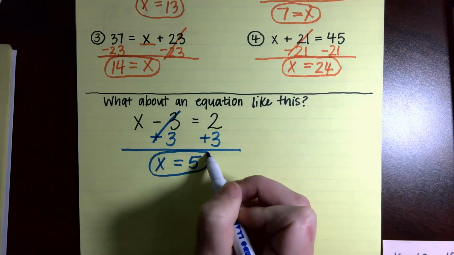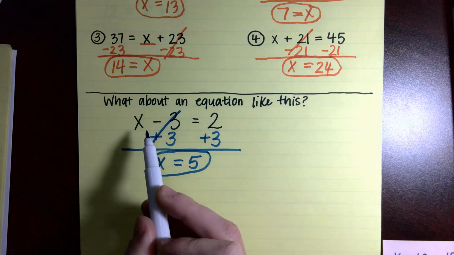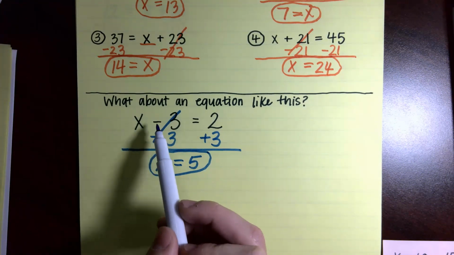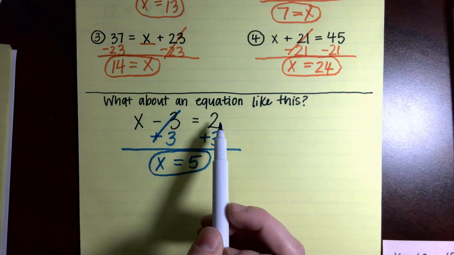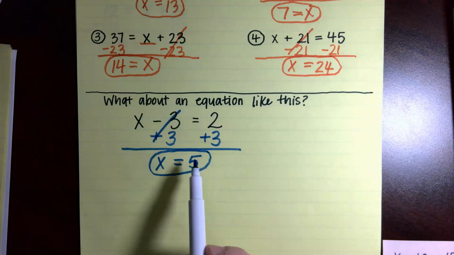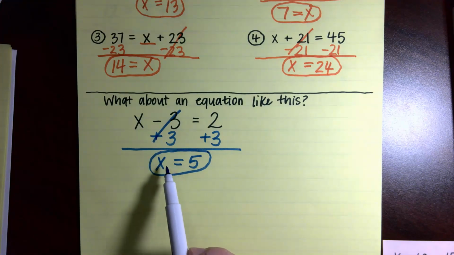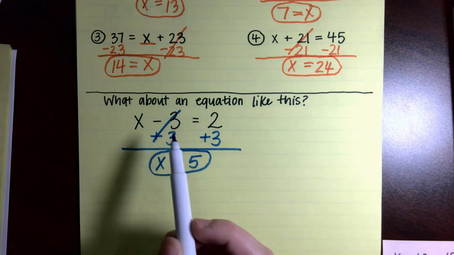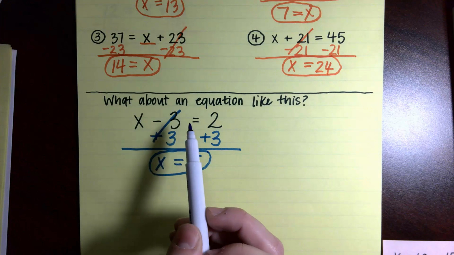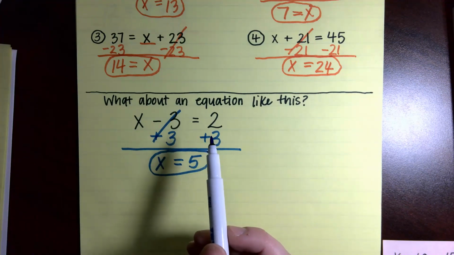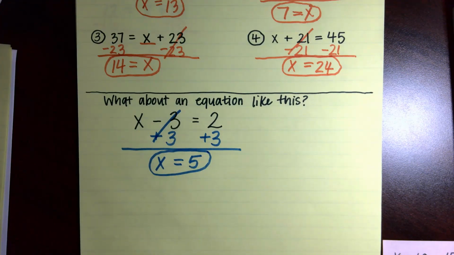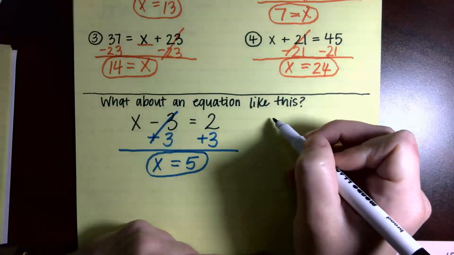Good. So if we were to look back at our original equation, x minus 3 equals 2, we could plug in our answer and make sure we did it properly. We got x equals 5. Is 5 minus 3 equal to 2? Mm-hmm. It sure is, so we did it right. How about something like this?